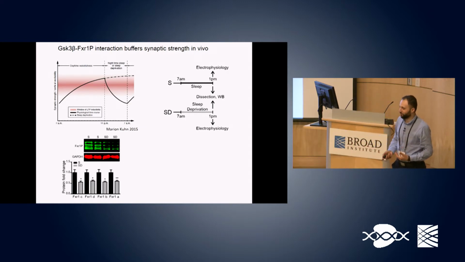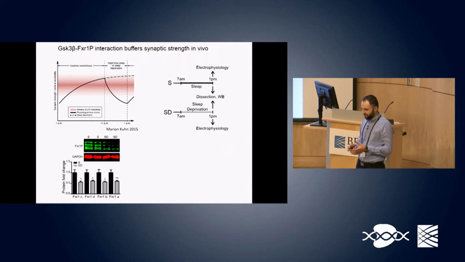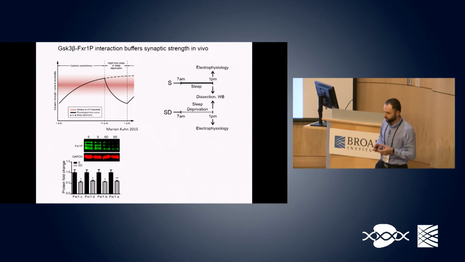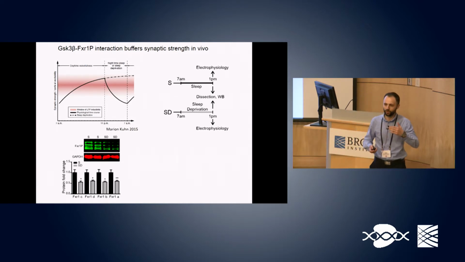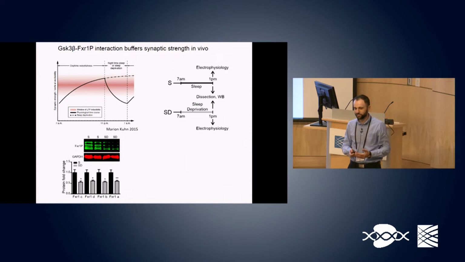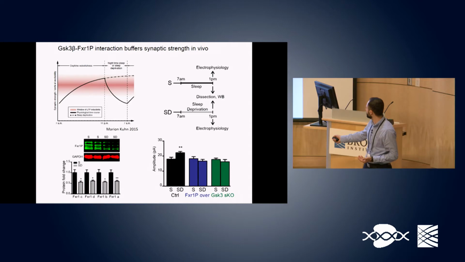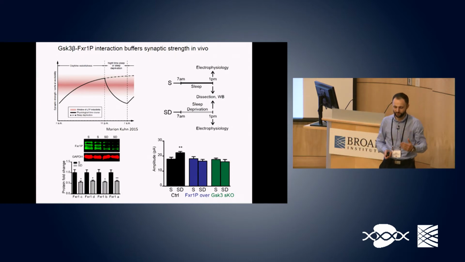to study this phenomenon. And again, while doing this, we saw that FXR1 levels changed in a similar way to our previous in vitro model. And we thought, okay, let's see if overexpressing FXR1 or knocking out GSK3 can block this increase. And that's exactly what we found. In controls, the mice that didn't sleep had a significant increase in their neural activity, but our modifications would completely block and buffer this increase.